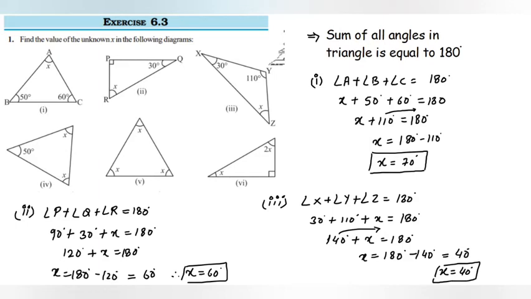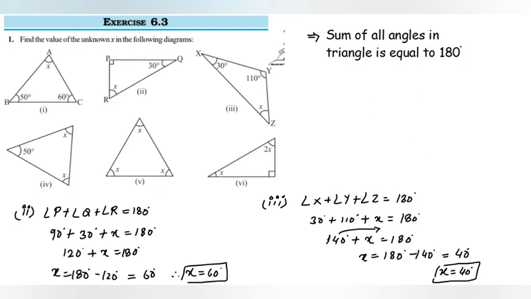The fourth question is, they have not given a vertex name, they have given a triangle where two angles are x and one angle is 50 degree. So let's solve this. One angle is x, another angle is also x, and the third angle is 50. When we add all the angles of a triangle, it will be equal to 180 degree. So x plus x is 2x, plus 50 degree is equal to 180 degree.